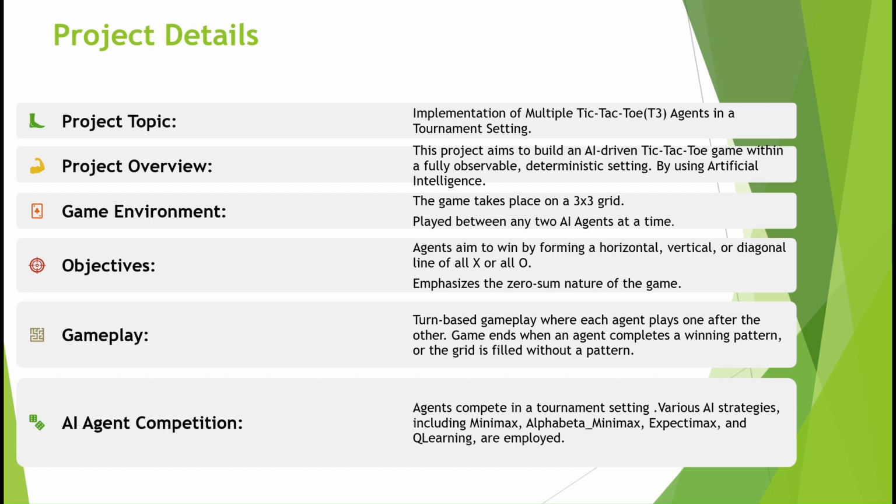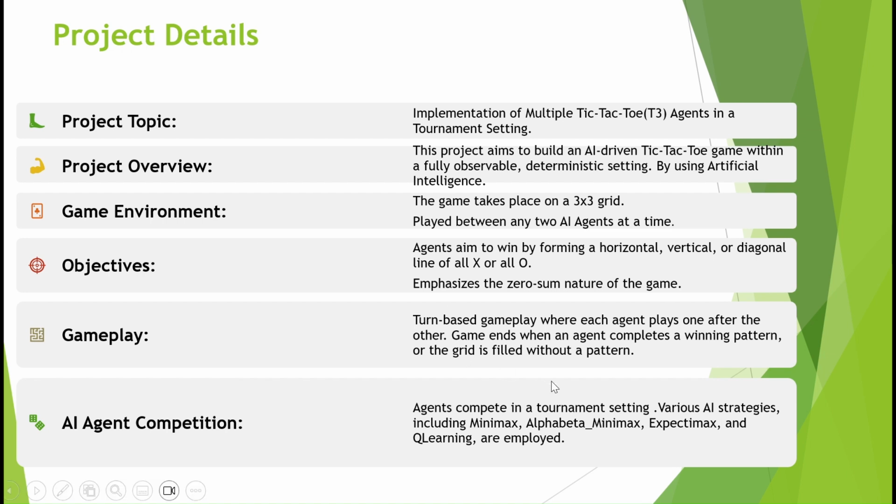The game takes place on a 3 by 3 grid and is played between any two agents at a time. An agent aims to win by forming a horizontal, vertical or diagonal line of all X or all O. The game is based on turn-based gameplay where each agent plays one after the other. The game ends when an agent completes a winning pattern or the grid is filled without a pattern.